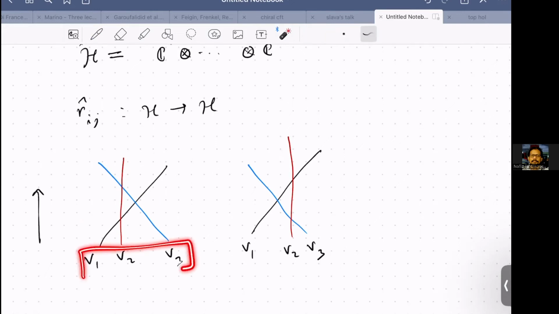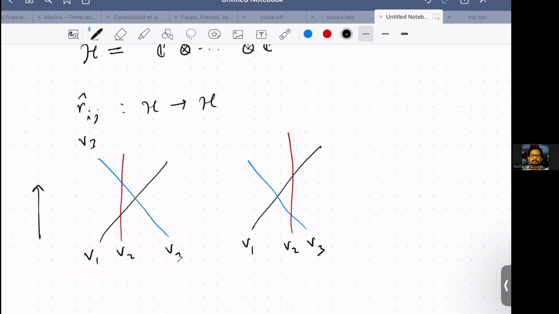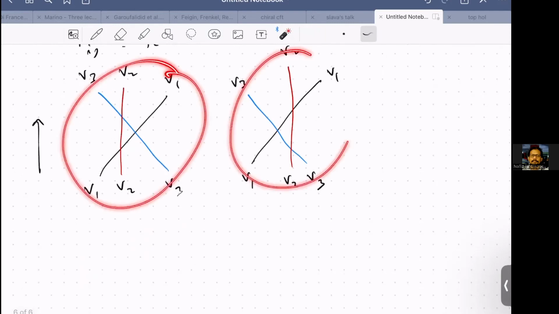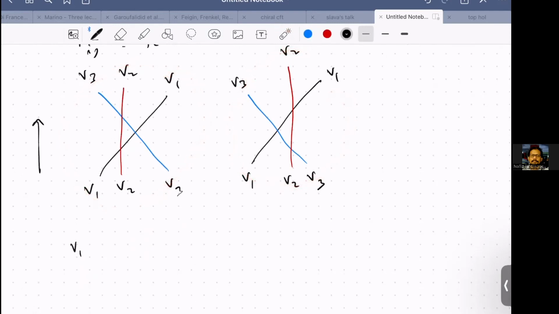So you start with the tensor product of V1, V2, V3. You also end with V3, V2, V1, but the tensor product is isomorphic. So you have a map from the same vector space to the same vector space. So both pictures represent an operator like the following: V1, V2, V3 to V1, V2, V3.